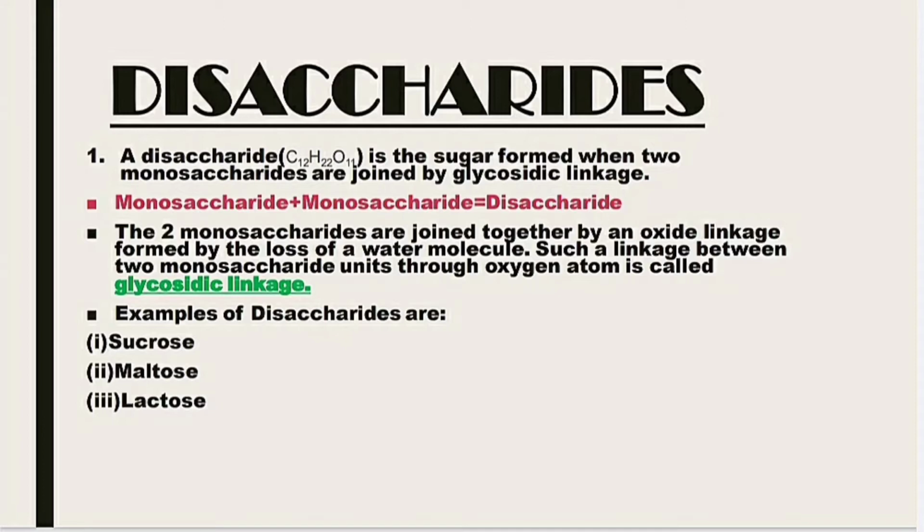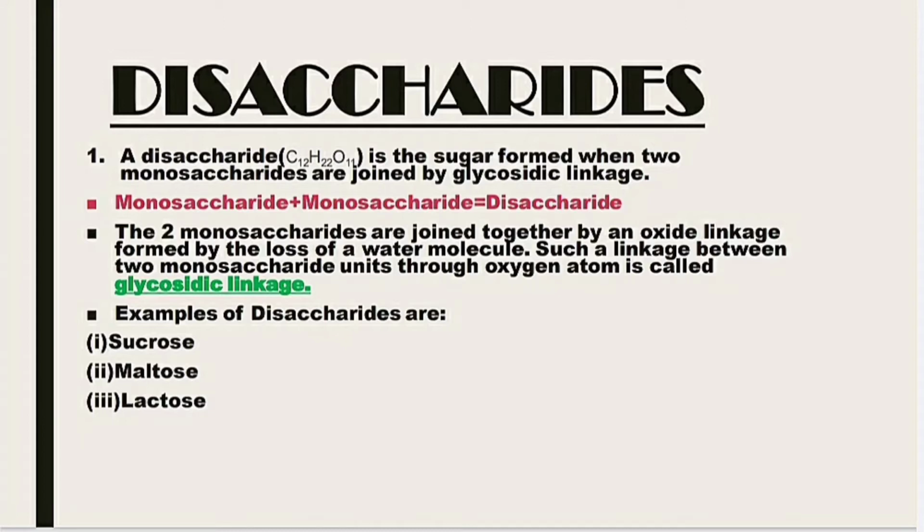So what do you mean by glycosidic linkage? The two monosaccharides are joined together by an oxide linkage formed by the loss of a water molecule. Such a linkage between the two monosaccharide units through an oxygen atom is called glycosidic linkage. And the three examples of disaccharides are sucrose, maltose and lactose.